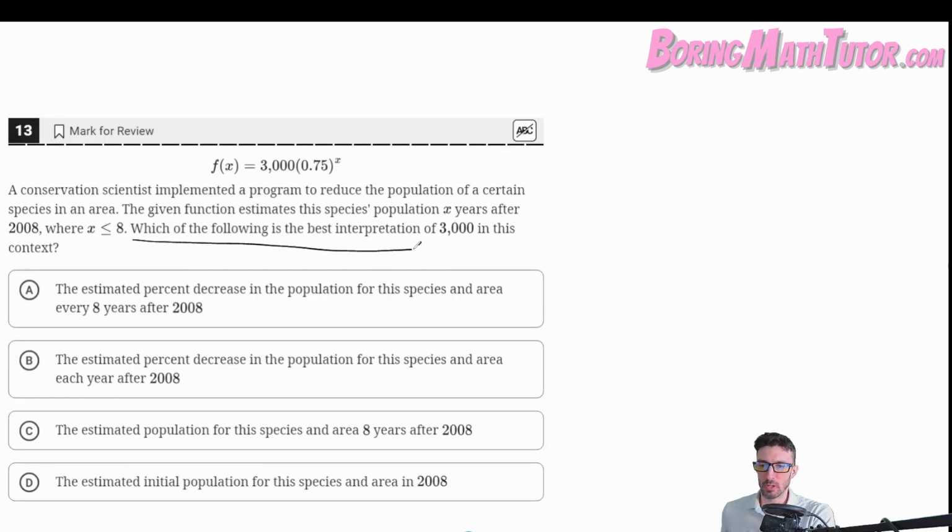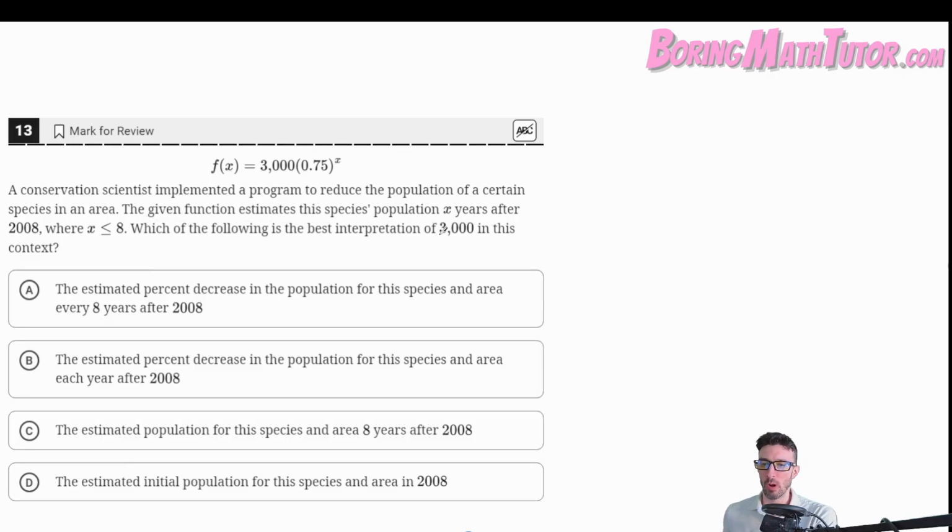They're asking us which of the following is the best interpretation of 3000 in this context. Now we got to actually look at the equation and read the problem. A conservation scientist implemented a program to reduce the population of a certain species in an area. The given function estimates the species population x years after 2008, where x is less than or equal to 8.